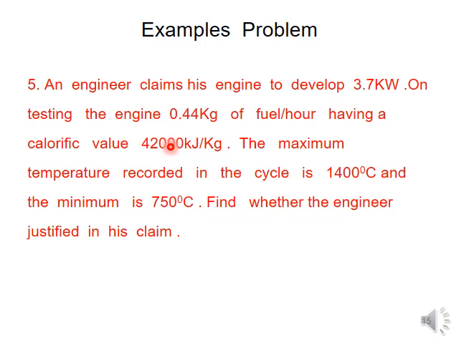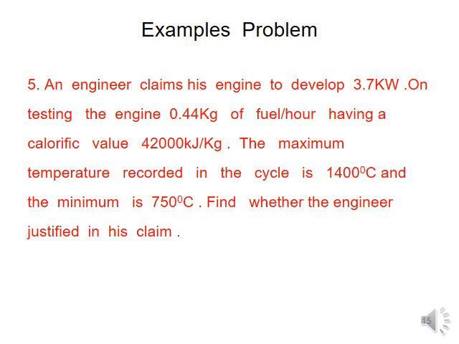So the next question, this is also important for the 5 marks question. So an engineer claims that the engine has developed work done 3.7 kilowatts and on testing the engine, 0.44 kg of fuel per hour, heat supplied, calorific value, the maximum temperature. So T1 is 1400 plus 273, 1673, and the minimum temperature 750 plus 273. So find whether the engineer is justified in his claim.